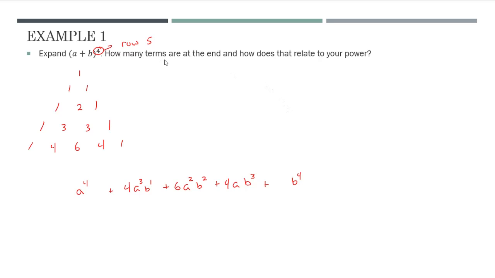But then how many terms are at the end and how does that relate to your power? Well, there's 1, 2, 3, 4, 5 terms. And it's always our power plus 1, meaning we should have 5 here, which is exactly what we got.